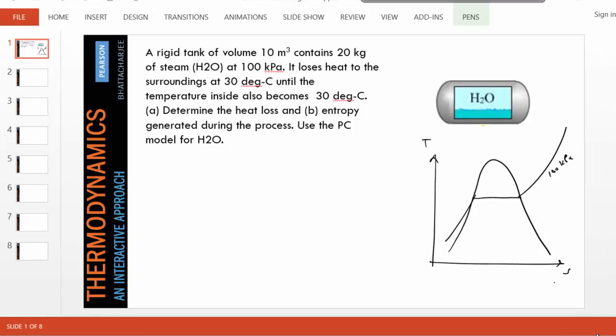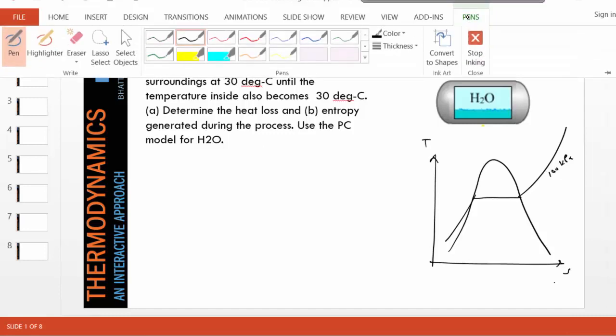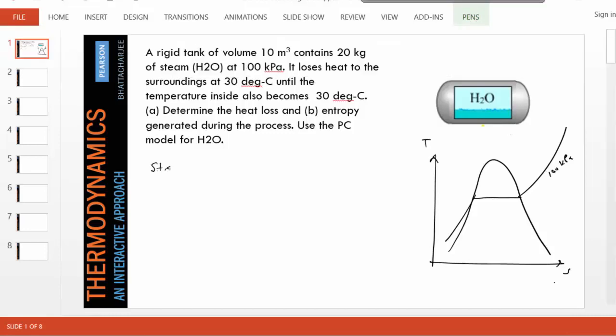So we have no clue. The only other things given are the mass of the water and the volume of the tank. So let's figure out state 1 first, and then we'll look for state 2. I think we have to continue it on the next page.